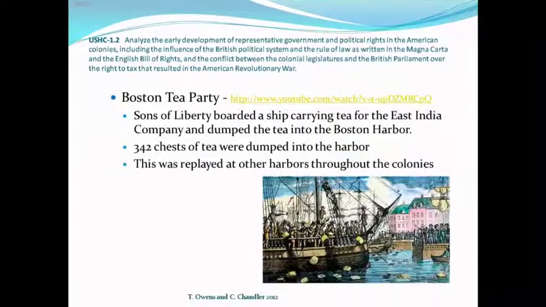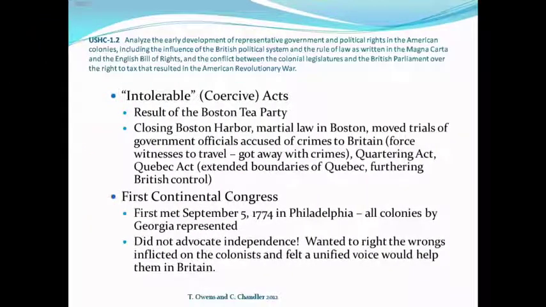In response to the Tea Act, the Boston Tea Party occurred, where the Sons of Liberty boarded a ship carrying tea for Boston Harbor from the East India Company, and they threw the tea into the sea. And a lot of other harbors did the same thing throughout the colonies. In response to the Boston Tea Party, the British government passed the Intolerable Acts, or they're called the Coercive Acts in Britain. What it did was it closed Boston Harbor, put Boston under martial law where the military controlled the city, and then moved trials of government officials accused of crime to Britain. Therefore, they almost always got away with it because witnesses wouldn't travel.